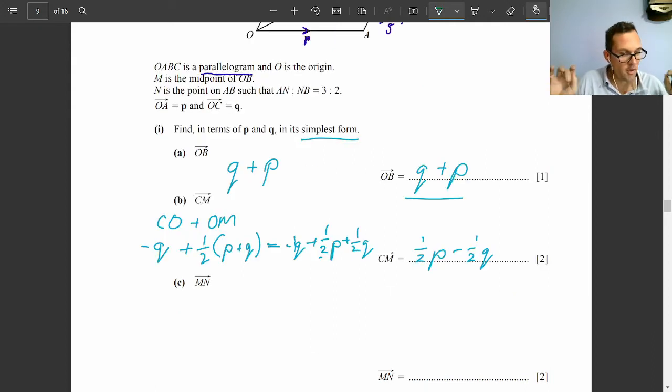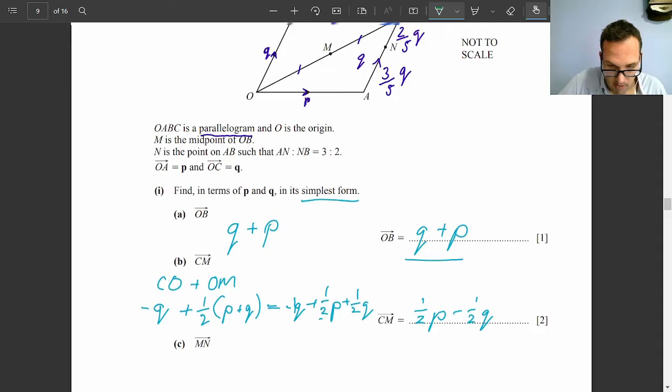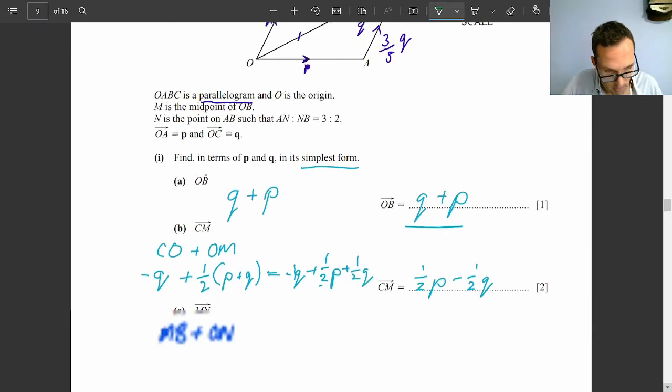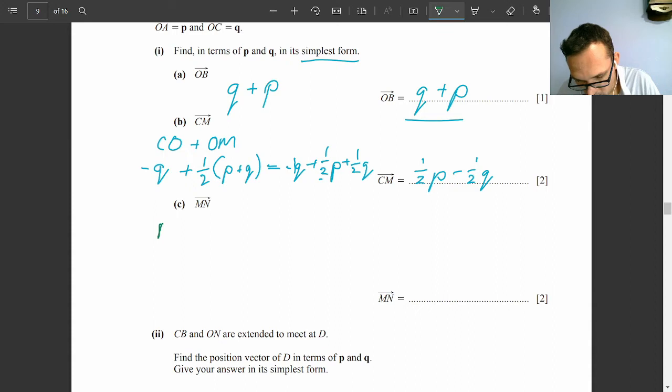Question 5b, part 1, C, vector MN. Okay, let's look at our sketch there. MN starts at M, it goes to N in that direction. Again, we can follow a path: we can go down the bottom from M to O, from O to A, from A to N, but the shorter path here would go from M to B, and then from B to N. So let's write that down first. I'm going to go from M to B, and then from B to N.